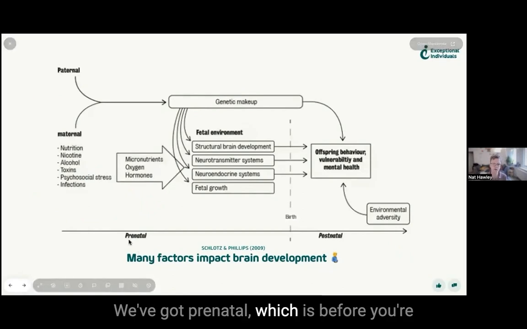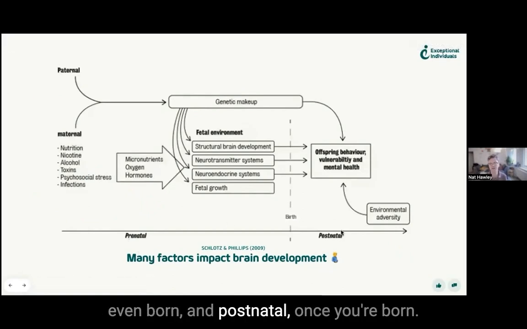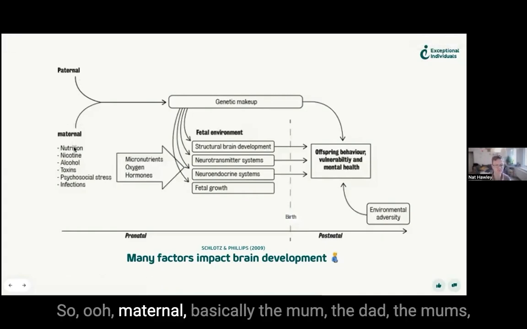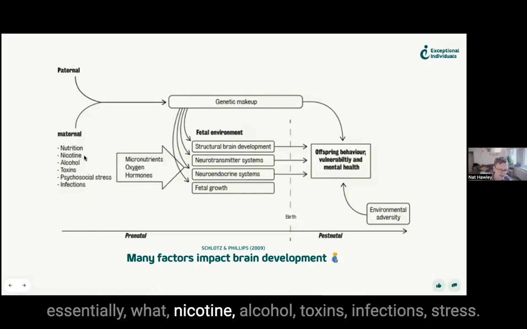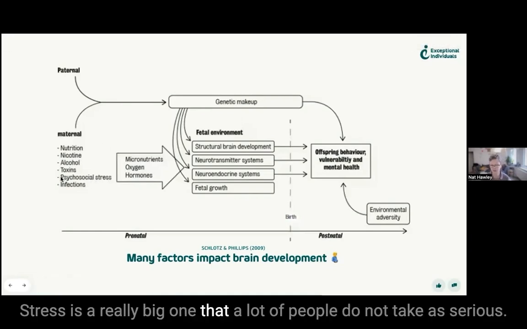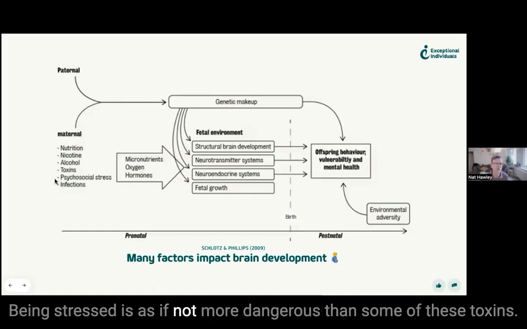This diagram shows you some of the factors which make up our brain development. We've got prenatal, which is before you're even born, and postnatal, once you're born. We've got parental and maternal. So, maternal, basically the mum, and the dad. The mum's essentially nicotine, alcohol, toxins, infections, stress. These are all things which you should ideally avoid. Stress is a really big one that a lot of people do not take as seriously. Being stressed is as, if not more, dangerous than some of these toxins.